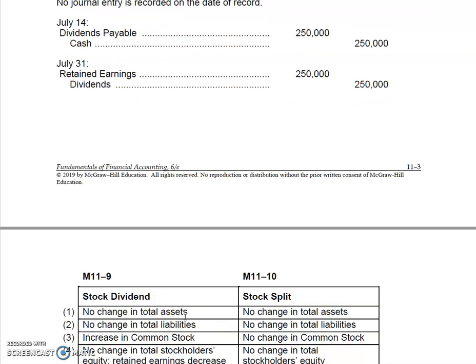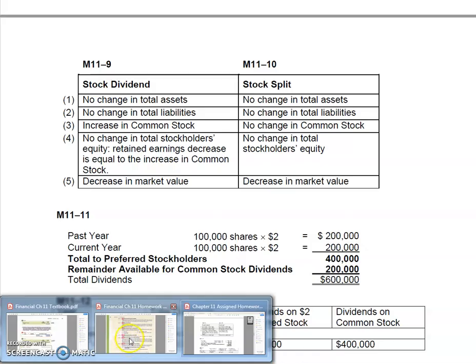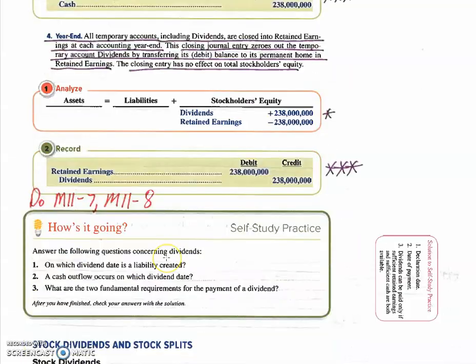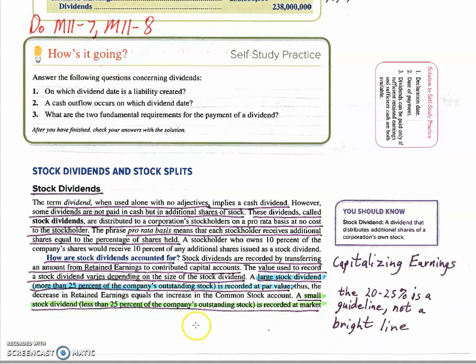All right, that gets us to the end of that problem. Now let's move on to stock dividends and stock splits. Now, a stock dividend is similar to a cash dividend, but instead of giving the owners cash, we give them more stock. So stock dividends break into two types: large stock dividends right down here and small stock dividends.